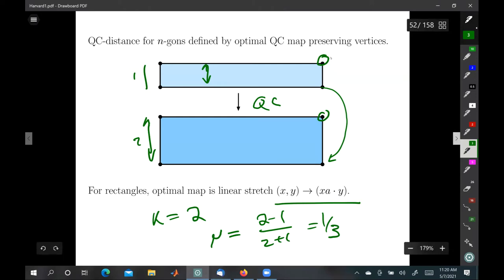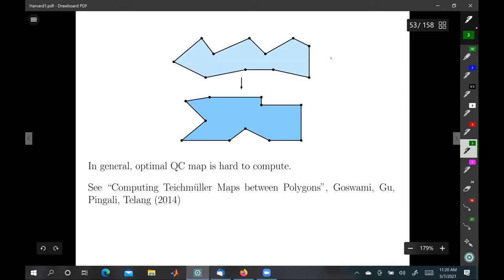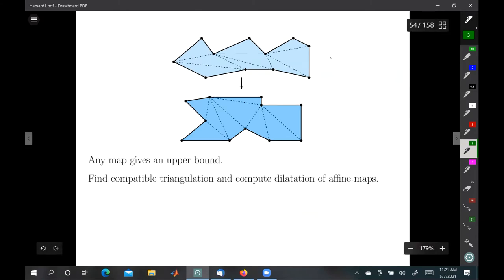In general, if you have two polygons with the same number of vertices, there will be some quasiconformal mappings which map them and preserve the vertices. But finding the optimal one is probably pretty difficult. There's a nice paper from 2014, which you can look at, which gives an algorithm for trying to find these things. But in general, this is a tough problem to find the optimal map. For our purposes, we will just get by with an estimate, not the actual computation.